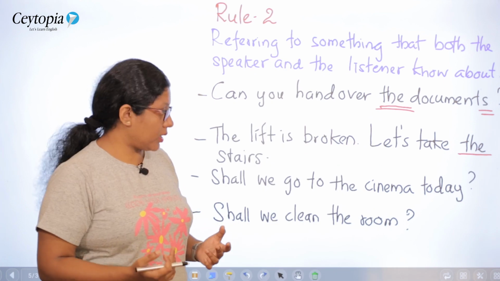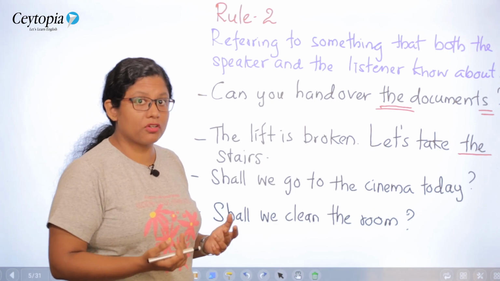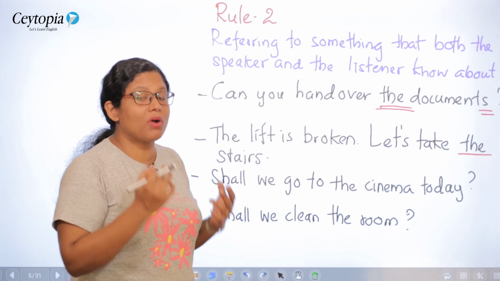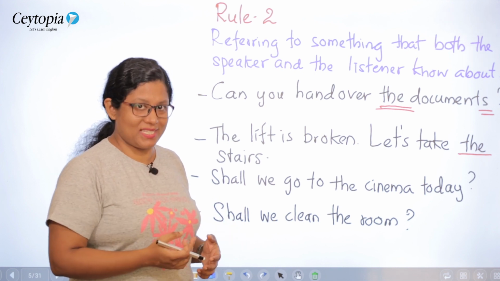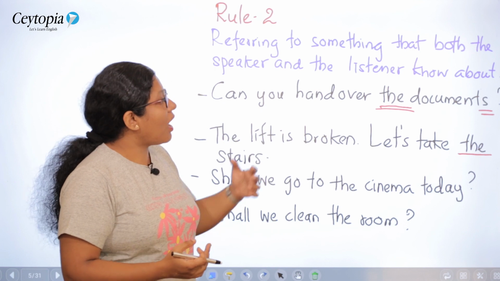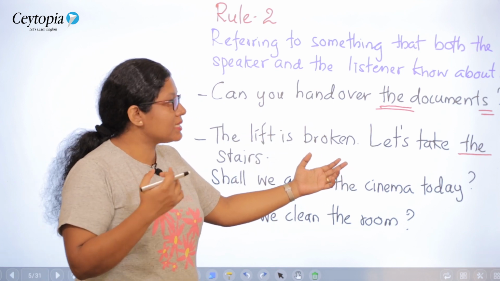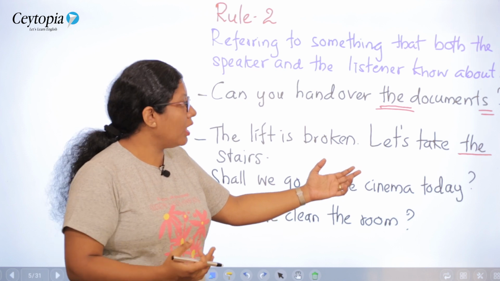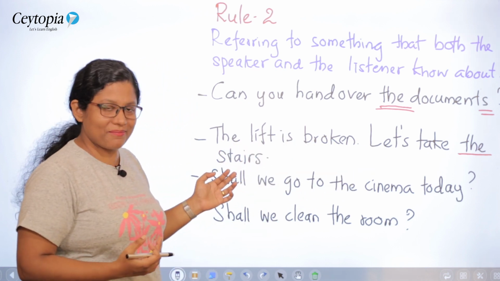The lift is broken, so therefore we know that we have only one option left, and that is the staircase, and you have one staircase in your office. So this is understood that both the listener and the speaker are talking about or referring to the same staircase.